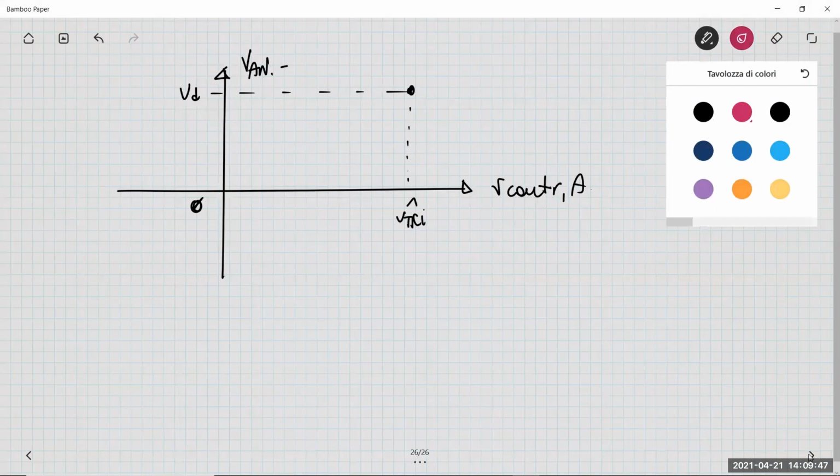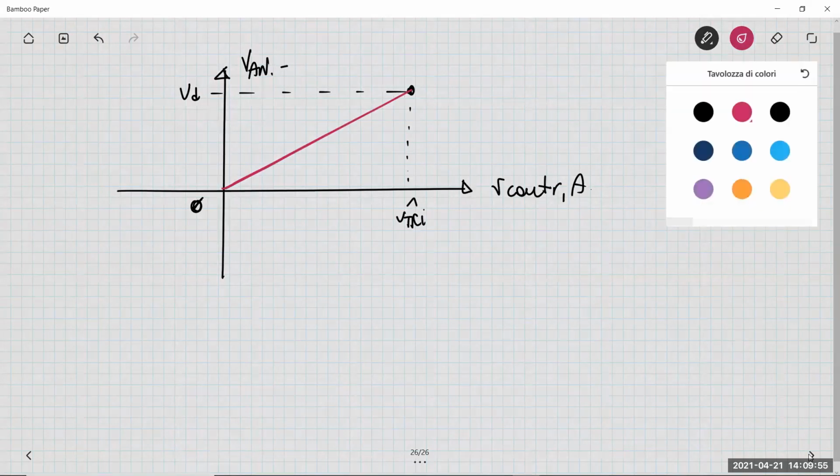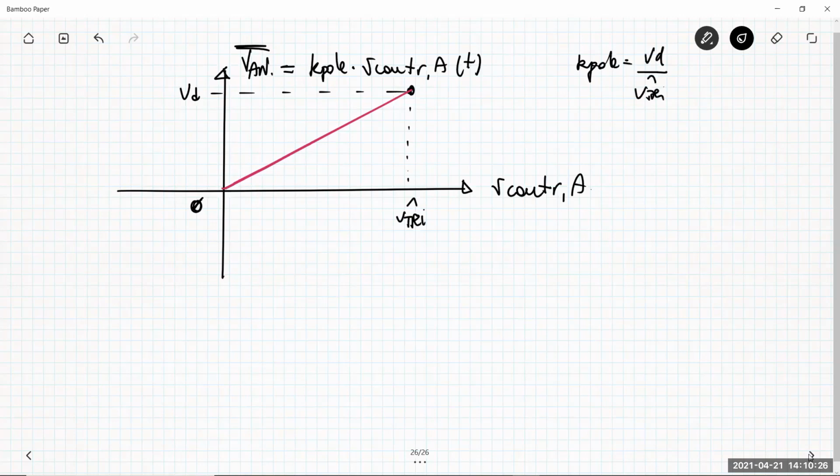Okay, so in the ideal situation, the average voltage VD is exactly, remember, K pole multiplied by V control, where K pole is VD over the peak value of the triangular voltage. This is an amplifier expression, we have an amplification. The slope of this curve is exactly K pole. K pole is VD over the triangular peak value.